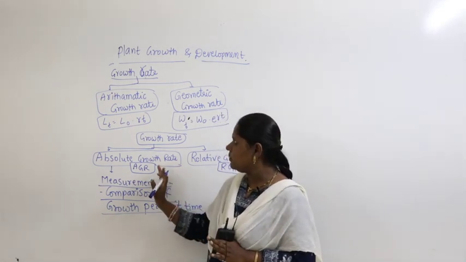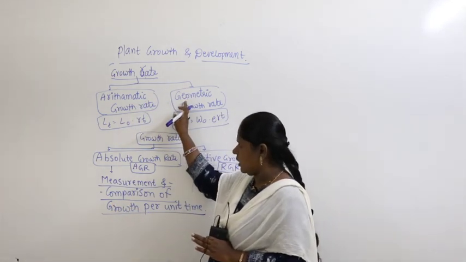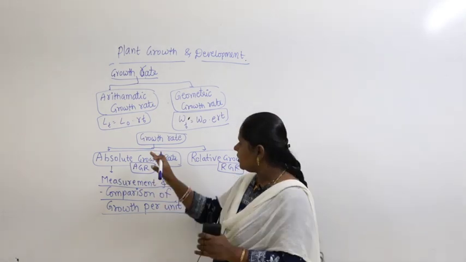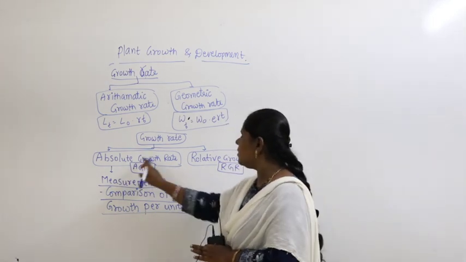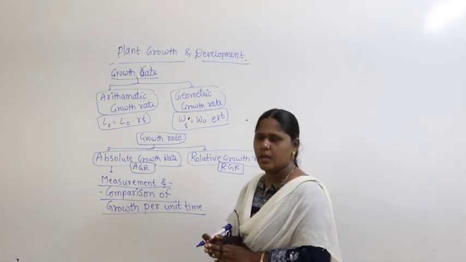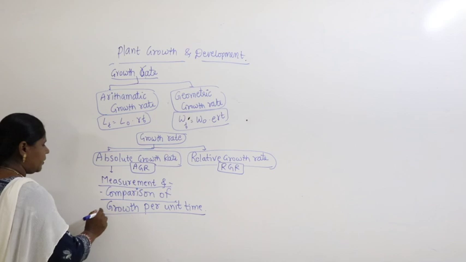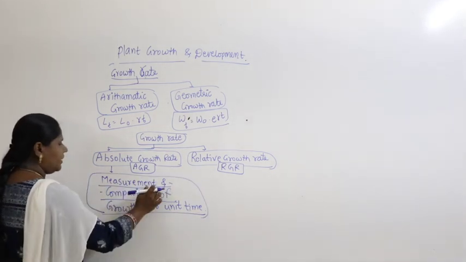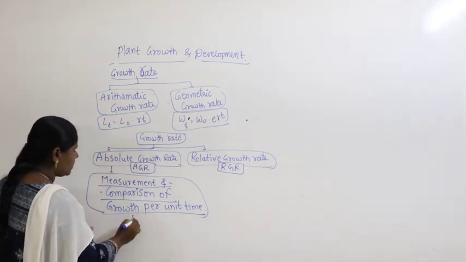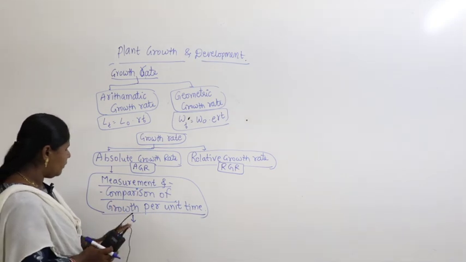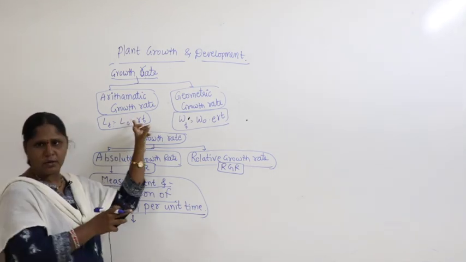Okay, so let us continue now. For the last class, for growth rate, we studied arithmetic growth rate and geometric growth rate. Now what we are studying is that growth rate can also be determined with two more parameters. What are they? We say absolute growth rate and relative growth rate. What is absolute growth rate? Measurement and comparison of growth per unit time. This can be studied by taking an example. I will erase the upper part, I hope it is clear to you.